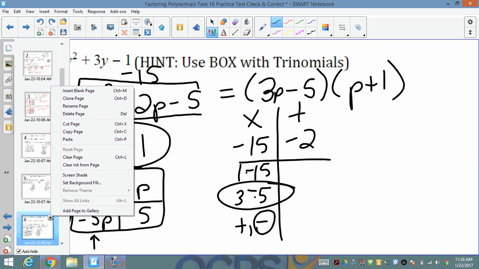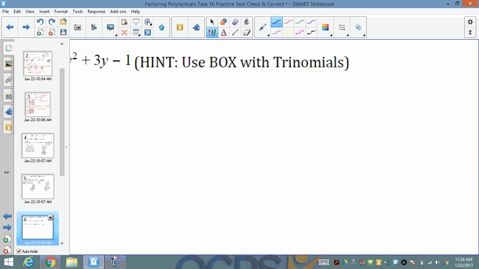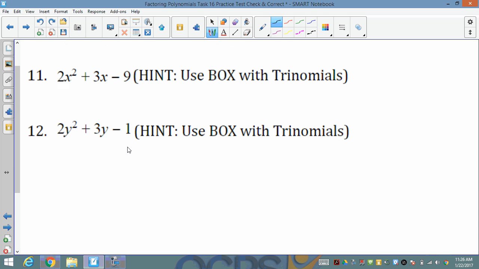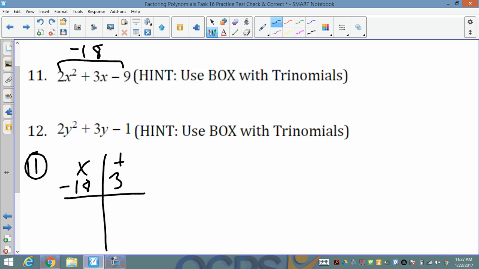Okay, I'm going to clear the ink here. And I'm going to just help you pick your numbers for 11 and 12. So for 11, you're of course writing your original and you're going to show me all the work. I'm just going to help you pick your numbers because that's the hardest part. So 2 and negative 9 is negative 18. So I want to multiply to negative 18 and add to 3. We've done 18 a couple of times now, so we know those factors. Signs are going to be different because I'm multiplying to a negative. Since I'm adding to a positive, my bigger one will be positive. So my two numbers there will be a negative 3 and a positive 6.